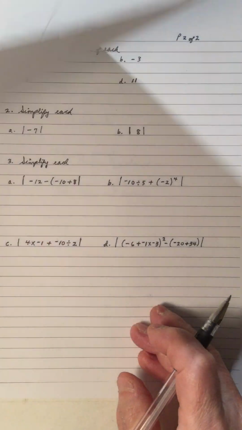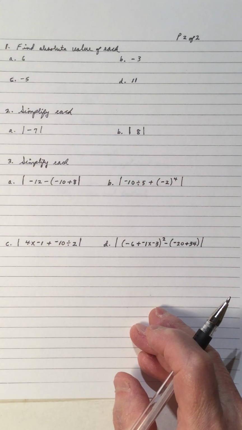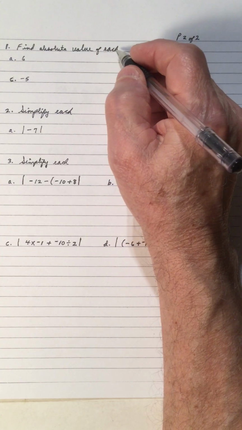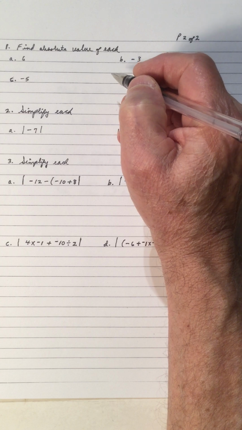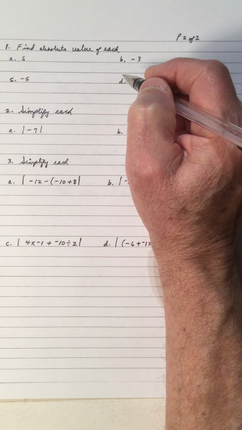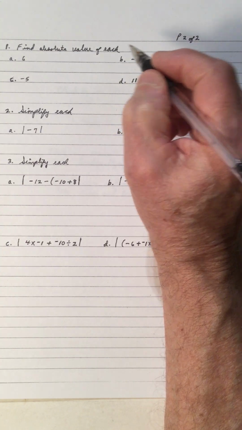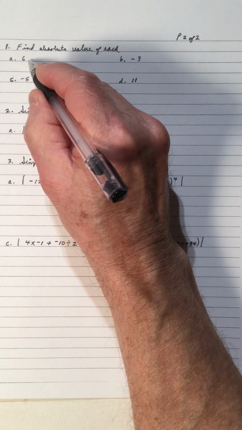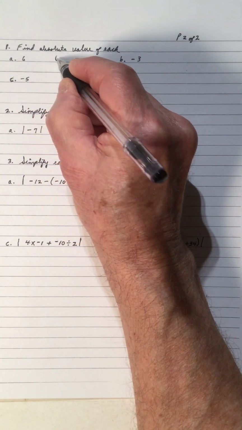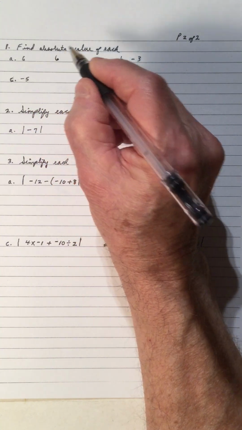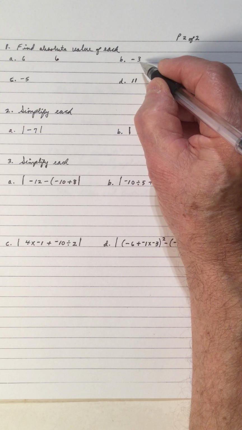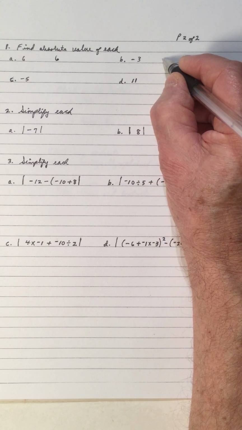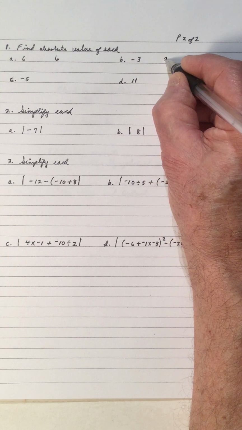This is a review of absolute value, practice 1. Number 1, find the absolute value of each. Absolute value in relation to a number is the distance from 0. So if you think of 6, the absolute value of 6 is 6, because 6 is 6 units to the right of 0. Negative 3 is 3 units to the left of 0. So the absolute value of negative 3 is 3.